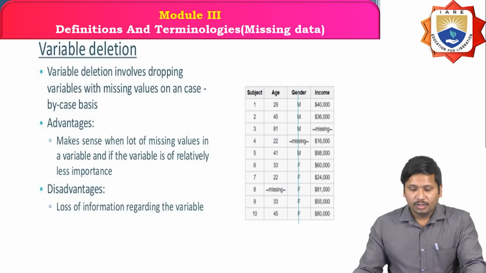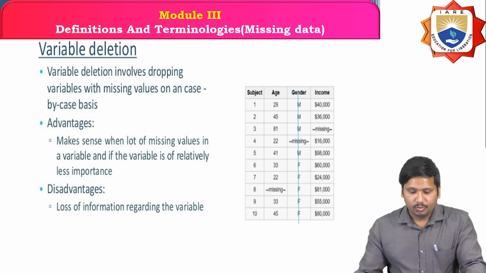Variable deletion involves dropping variables with missing values on a case-to-case basis. The advantage is that it makes sense when there are a lot of missing values in the variable, and the variable is of relatively less importance. The disadvantage is the loss of information regarding the variable. Okay, these are the variable deletion methods.